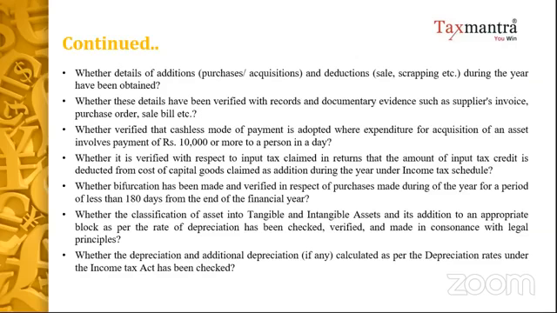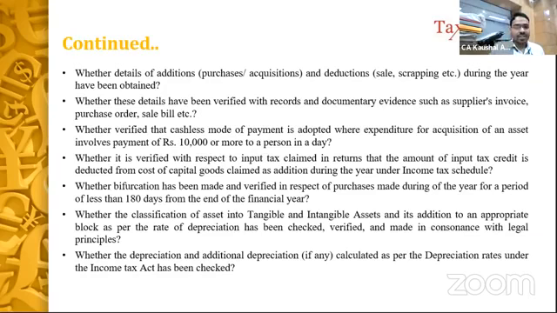So the auditor needs to check and verify the details of the additions, like any additions or deductions during the year, and whether the same has been verified with the books of accounts or the documentary evidence available for the tax auditor. The third and foremost thing to be checked is whether cashless mode of payment has been adopted where expenditure for acquisitions exceeds 10,000 rupees. Otherwise, if the cashless mode is not adopted, there can be situations where the depreciation will not be allowed to the SSC.